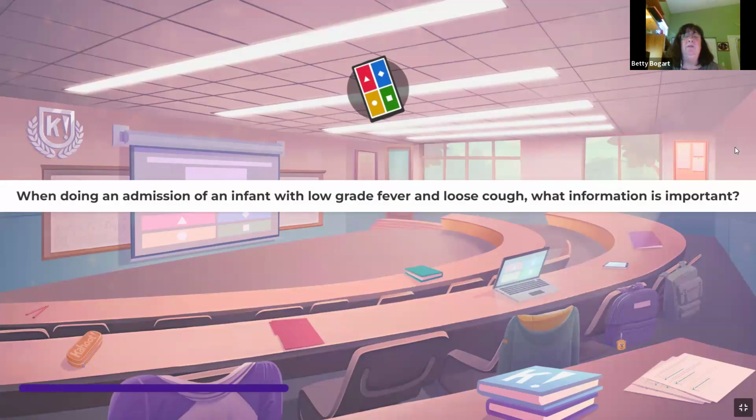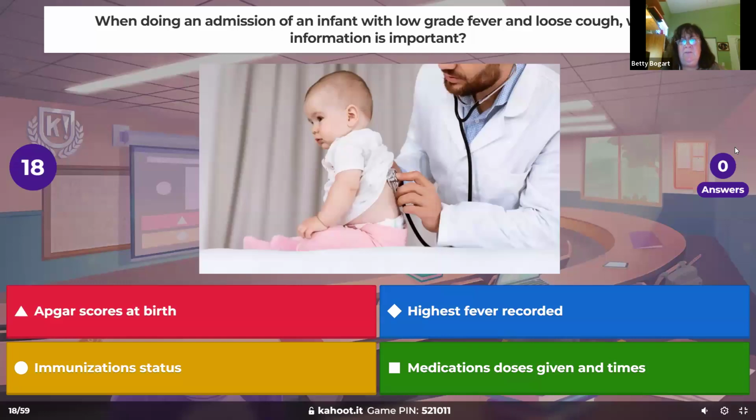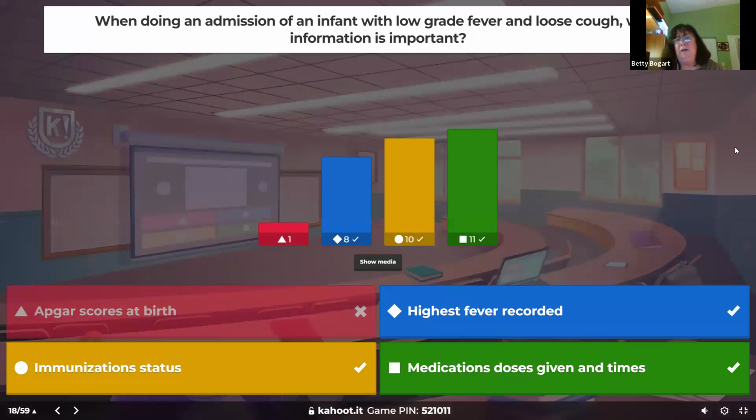When doing an admission on an infant with a low-grade fever and a loose cough, what information is important? So you're admitting an infant to your unit. How do you place this kid? What information do you need? You can't just get a kid with this and put them in a room that looks good, you've really got to be careful how you do it. Because remember, just because they have a cough, what if it's pertussis, right? You don't know. Immunization status is important. You want to know their temperature, their fevers, and of course medicine so we can administer it when they need it.